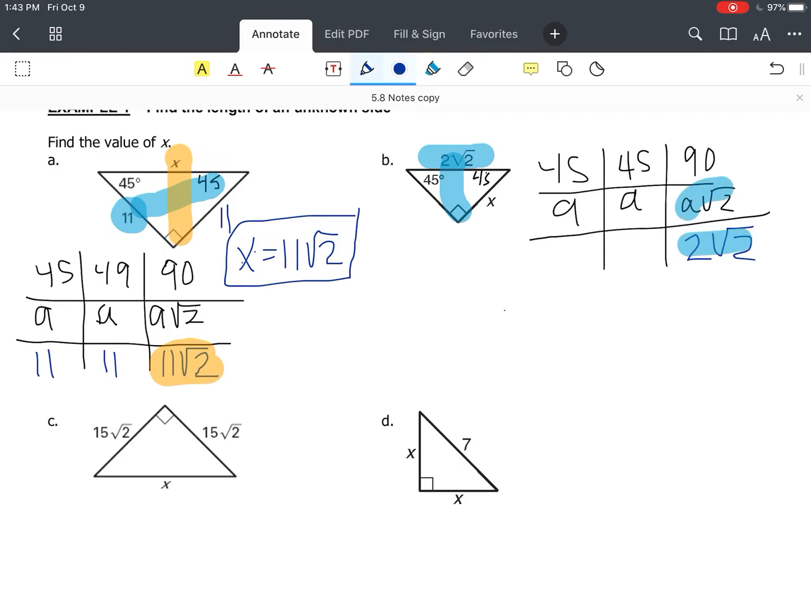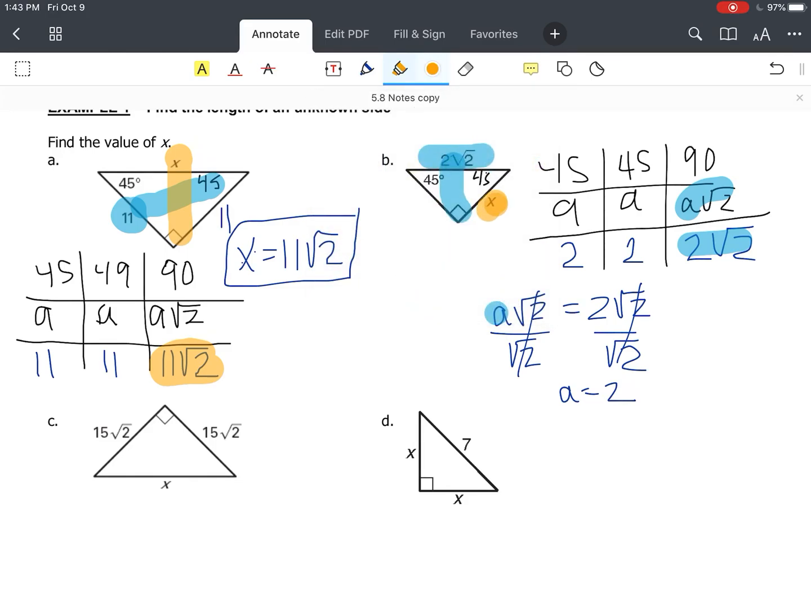So what my chart is saying is that A root 2 is equal to 2 root 2. So I could write a mini equation here. A root 2 is equal to 2 root 2. Well, remember, I want to get A by itself. Well, how do I get A by itself? Right now there's a root 2 with it that I need to get rid of. It's multiplication, so I'm going to divide. Dividing root 2 on both sides, they're going to actually cancel on both, and you'll be left with A equals 2. So then I can fill that in under A for both A's, because those are my two legs. They're going to be the same.